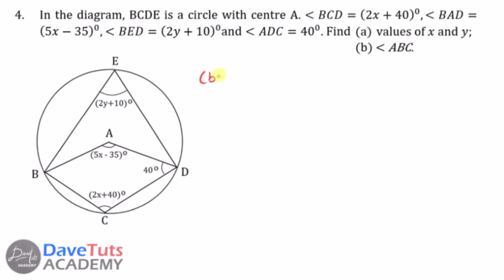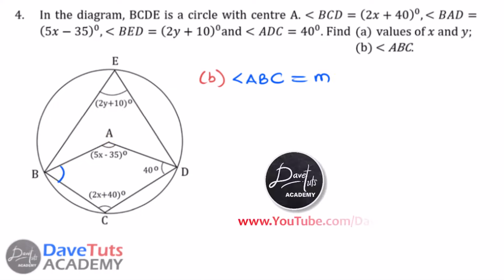Now for the second part of the question, we're asked to find angle ABC. To get angle ABC, we are already using x and y as variables, so let me call this M. Let's identify that angle. It is ABC. This angle here, that's what we are looking for. Let me shade it for the sake of identification and label it as M. So that's angle M for me.